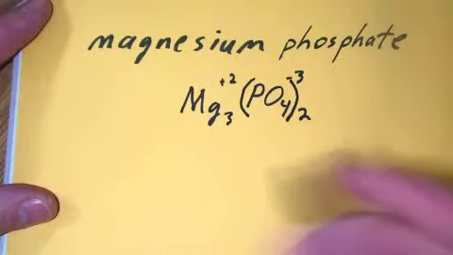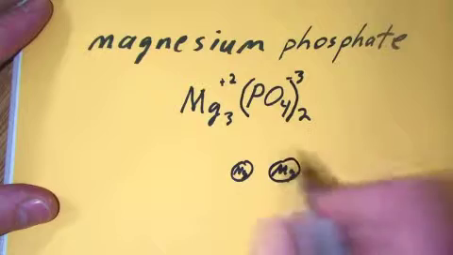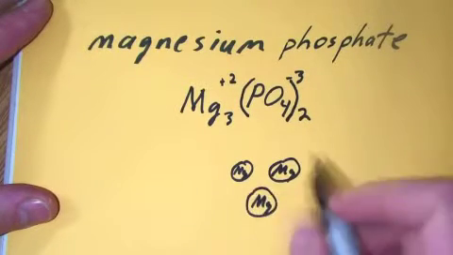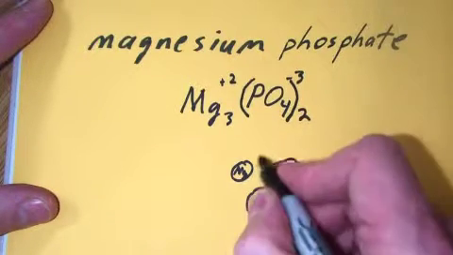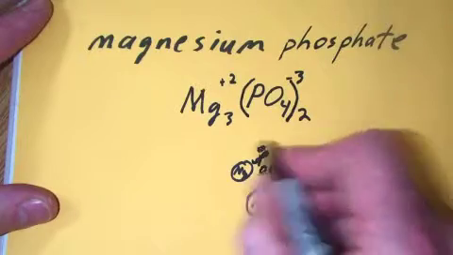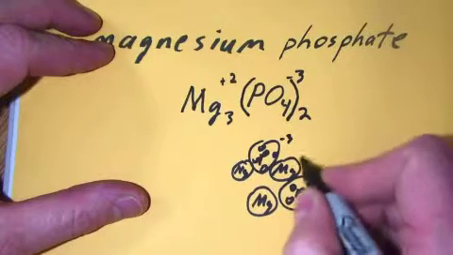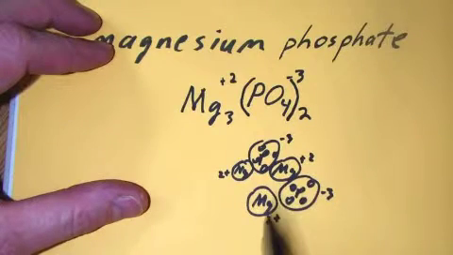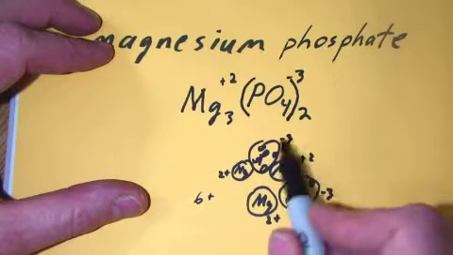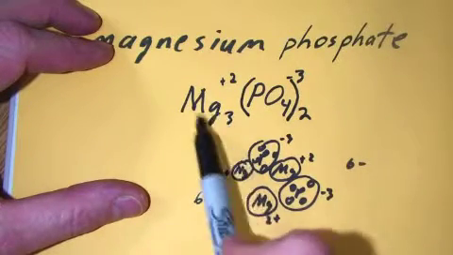So on a particle level, we have these 2 magnesium particles, or 3 magnesium particles, sorry, and we're going to have 2 phosphate particles. And the key is that the phosphates being 3- and the magnesiums being 2+, the charges are balanced. 2+, 2+, 2+, that's a total of 6+ for the magnesiums. 3- and 3-, that's a total of 6- for the phosphates, so it is indeed balanced. So the formula is Mg3(PO4)2. One more example.